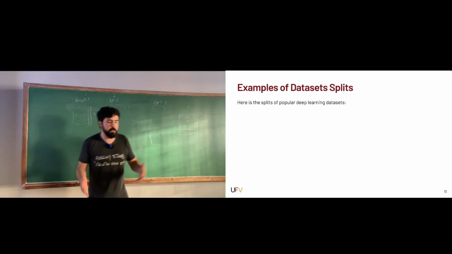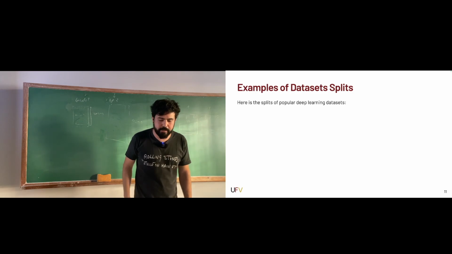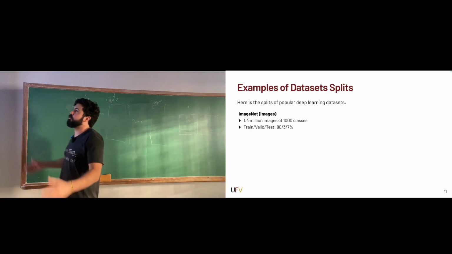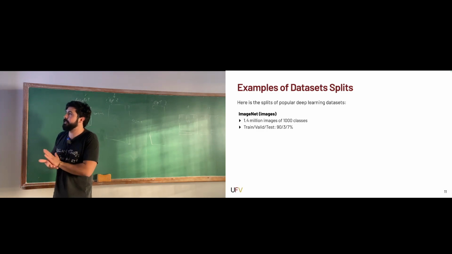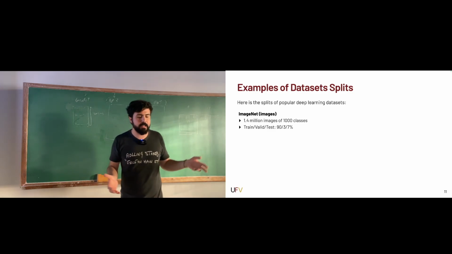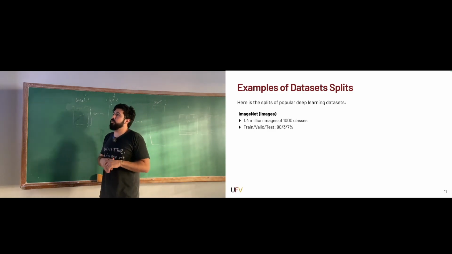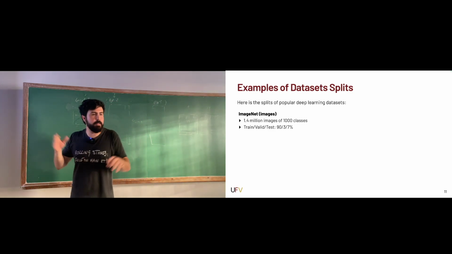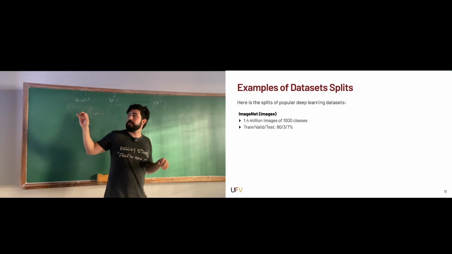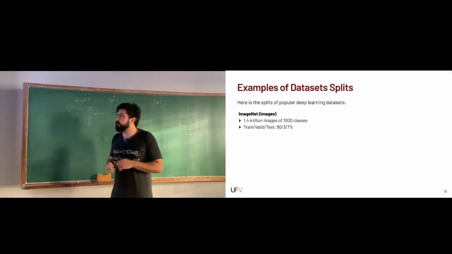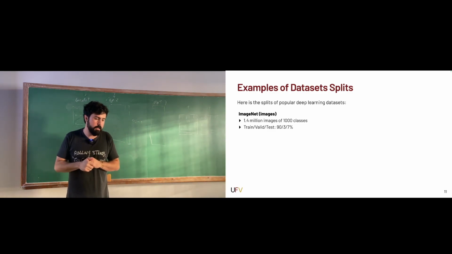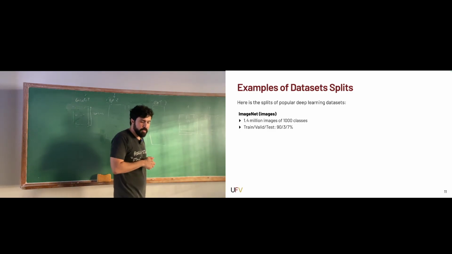Just to give you an idea of what happens these days, here is a list of famous deep learning data sets and their splits. ImageNet, we talked about it before. It's a large data set of images with 1,000 classes. There are many versions of this data set, but the most popular one has 1.4 million images, and I believe this is the one used by AlexNet in the ImageNet competition.